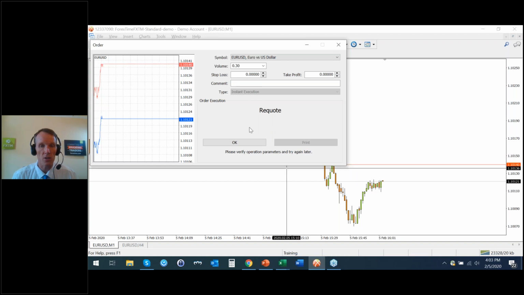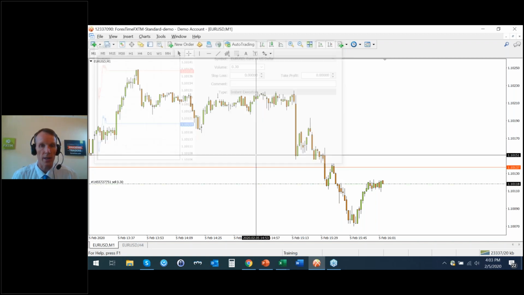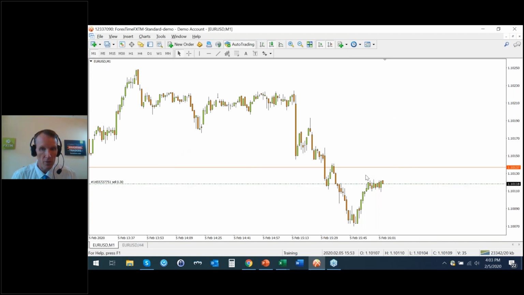This is an instant execution immediately, and it said it can't give it to me there. There was just too much movement there. So you saw it in action there. So now I try again. Now it's taken, right? Now if I try to put my stop loss inside that spread, it's going to give me an error.